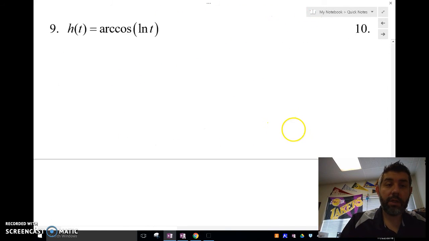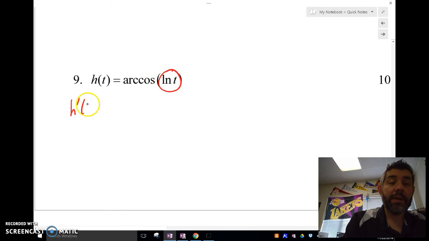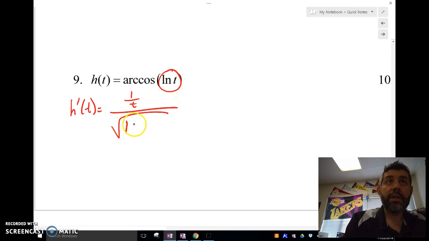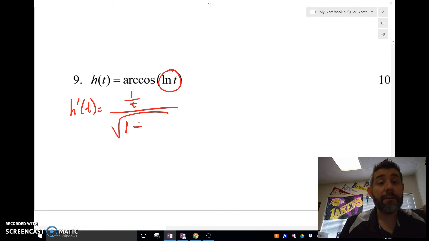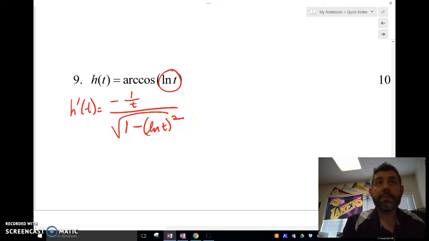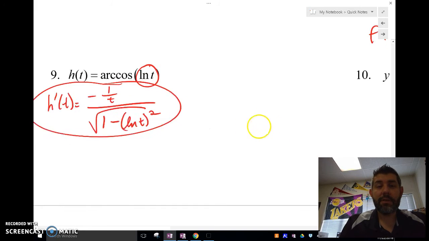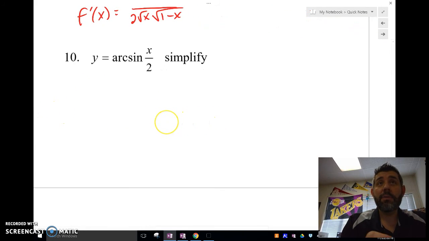Next one here, number 9. Again, we've got something inside that we have to take the derivative of, so we're using the chain rule. So h prime of t is the derivative of the inside, which is 1 over t, divided by the square root of 1 minus, oh wait a minute, this is arc cosine. The only thing different between arc cosine and arc sine is that there's a negative. So it's negative 1 over t, over the square root of 1 minus ln of t squared. That's it. It's really going to be important that you memorize these, because they're not that hard as long as you can memorize them.